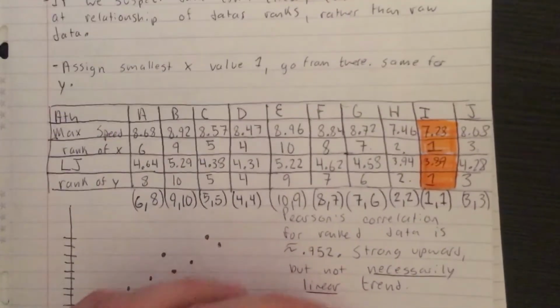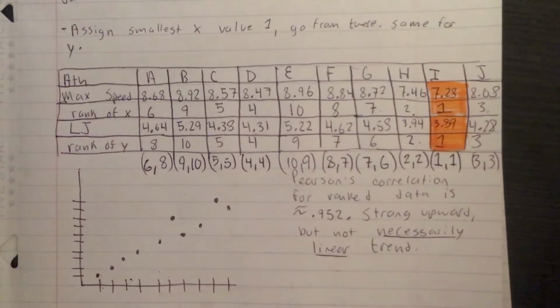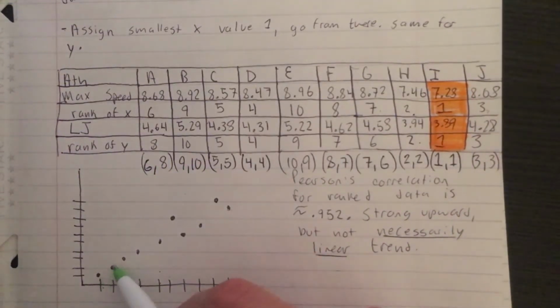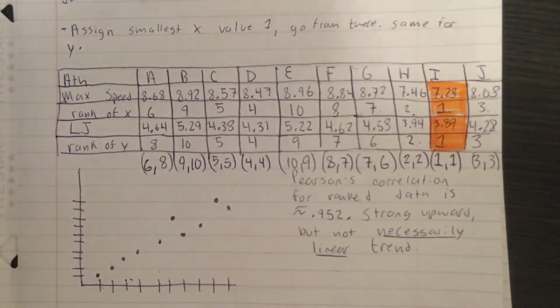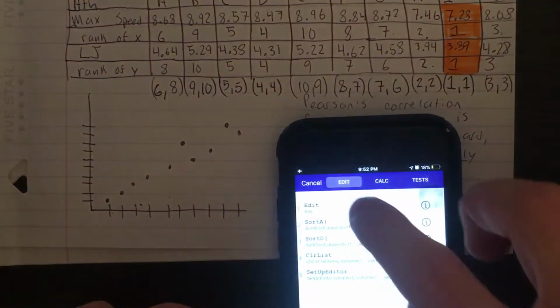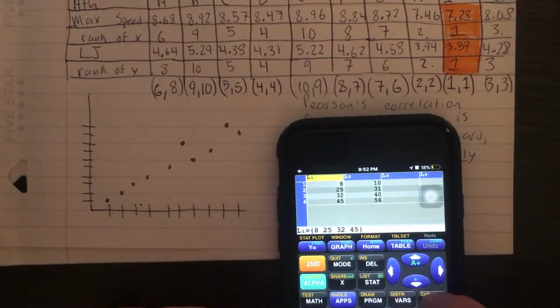What we're going to do with the Spearman's correlation coefficient is plot all of these points. I've plotted these points right here. And we're going to run a regression on those coordinates. We're going to run the regression just like we did last class.